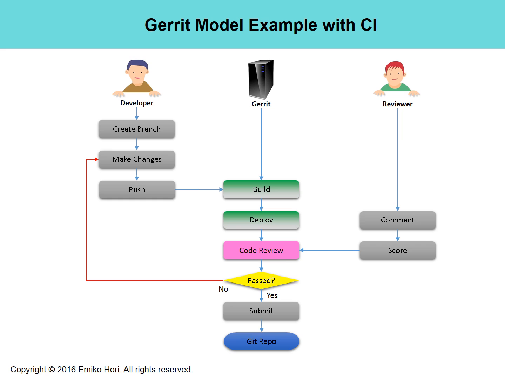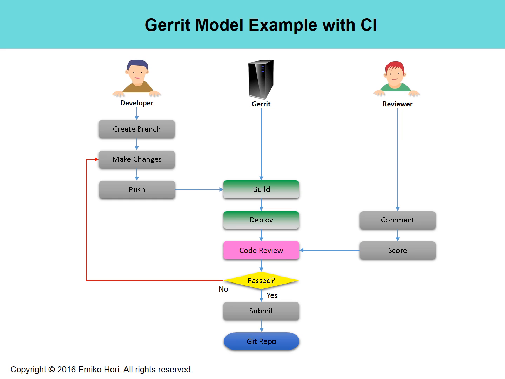For this particular model, the developer can create the branch on his or her own machine, make changes, and push to the Gerrit server. When that happens, the Gerrit server starts the build and deploy. When the build and deploy happens, the reviewer can start making comments and do the scoring system. That is a code review.